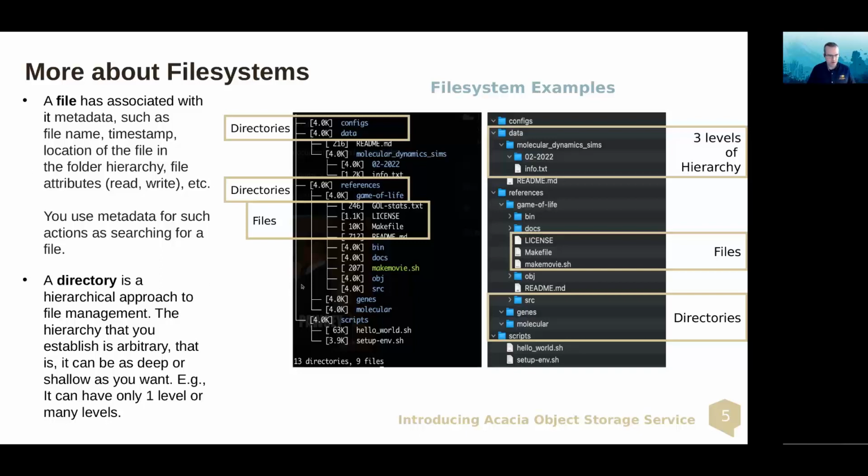File systems are hierarchical, and the hierarchy can be as deep or as shallow as you want. Here are some folders, and here is a file, and you can see that there can be quite deep hierarchies of files and folders.